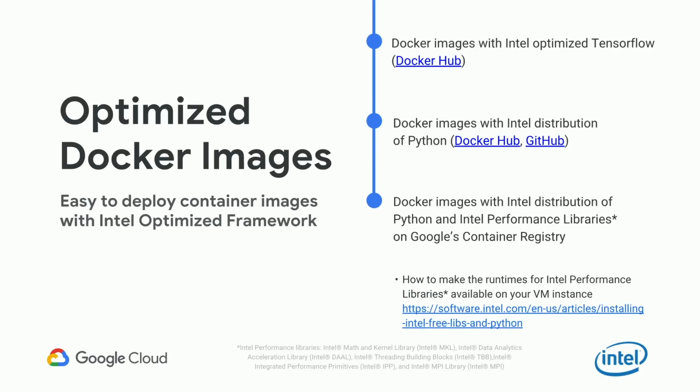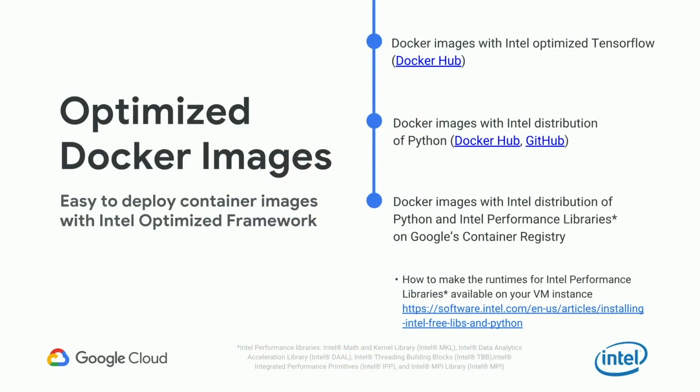Now that we talked about some of the Intel optimized libraries and frameworks, I'd like to spend some time to tell you a little bit about our collaboration with Google Cloud to bring the performance of these optimizations to you as an easily accessible asset in GCP. We have created Docker images with both Intel optimized TensorFlow and Intel distribution of Python on Docker Hub and GitHub. There's a link to access these Dockers. Basically, these will bring all the goodness of our software as a one-click Docker download for your image, so you can use these to develop faster and more efficiently.